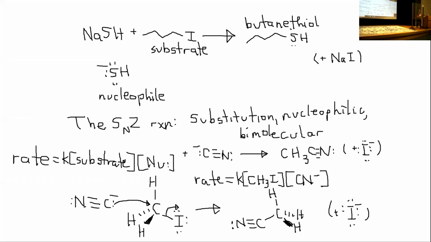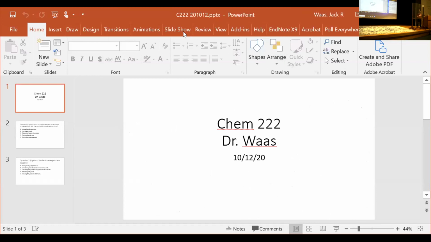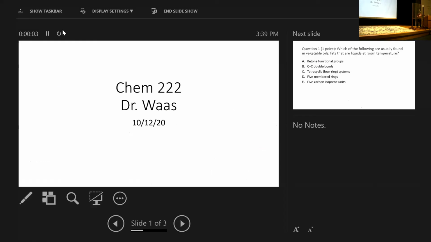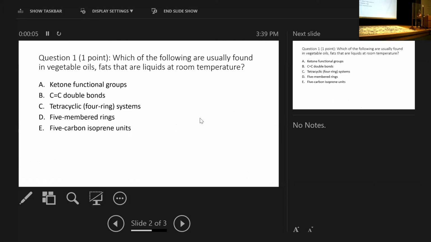So let me see here. Let's move over to that. I want to make sure that everyone can see. And once again, I've taken away the answers, so you don't need to worry about that. I have two questions today. First one is concerning lipids. This is something we talked about from chapter 15. Seems like forever ago. Which of the following are usually found in vegetable oils, meaning fats that are liquids at room temperature? And I think there's definitely one best answer to that.